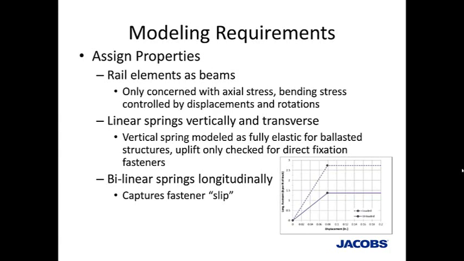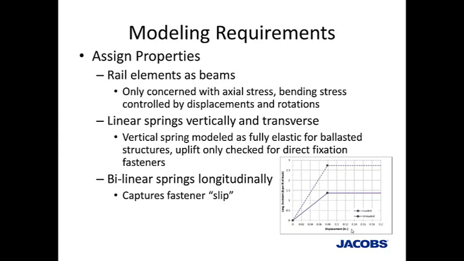So finally, we get to the main event, the bilinear longitudinal springs. What we're trying to capture is the fastener to rail connection. Basically, these connections provide a linear stiffness until the rail slips in the fastener and no longer provides any resistance. Let's take a closer look at this curve.